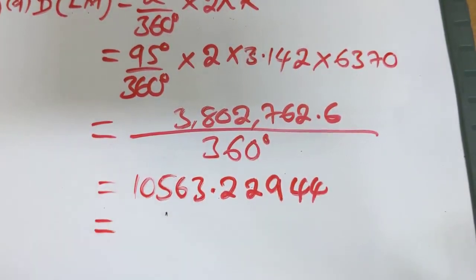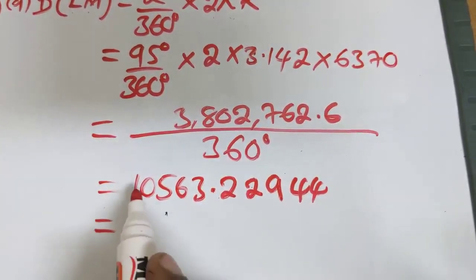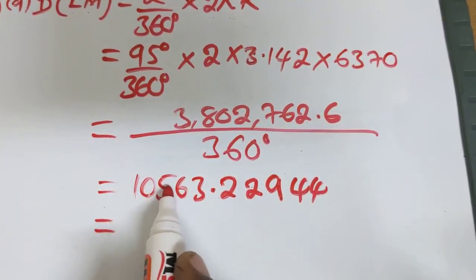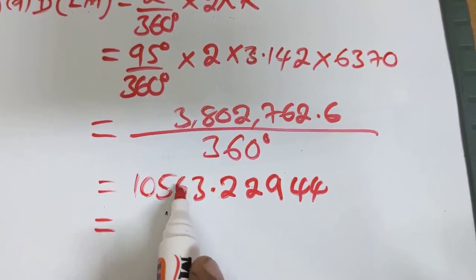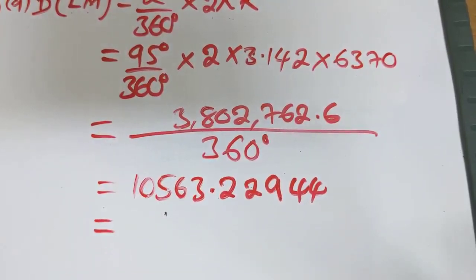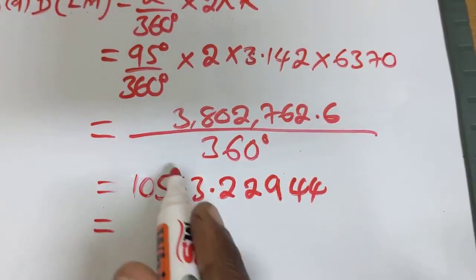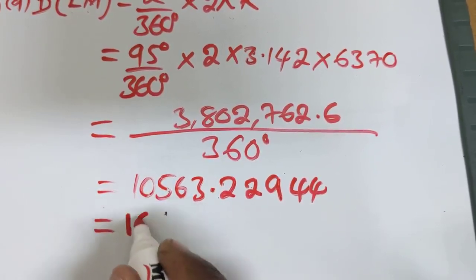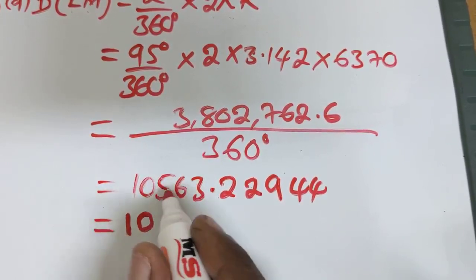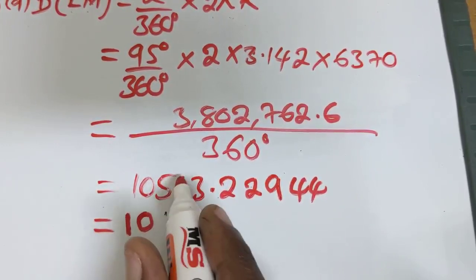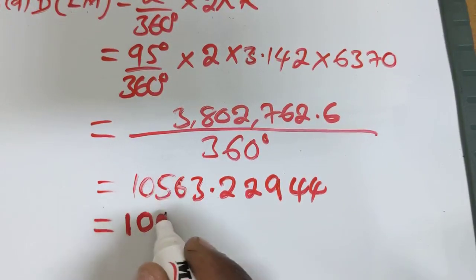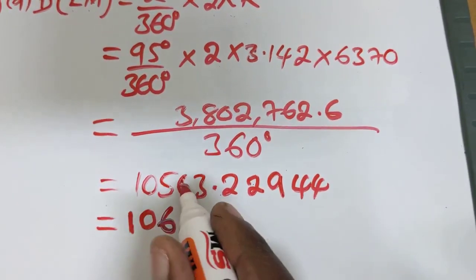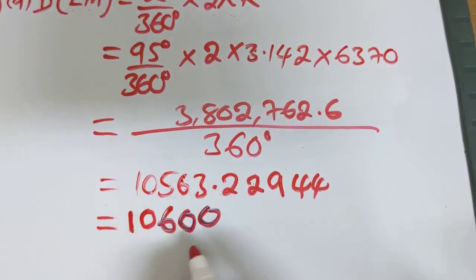Then you know you need to round it off to 3 significant figures. 1, 2, 3, they are important. And if this number is above 4, you get 1 from it, you add to that number. So meaning that the answer will be 106. Then here you just put 0, 0, like that.